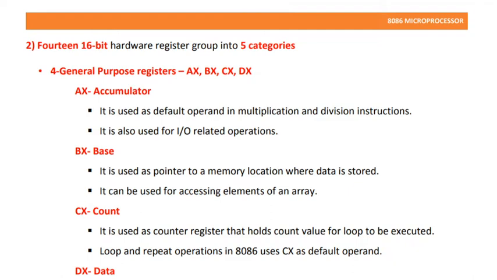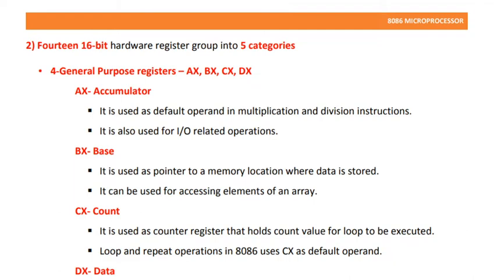The 4 general purpose registers include AX, BX, CX and DX. Here X stands for 16-bit and in case of AX, A stands for accumulator. Accumulator is used as default operand in multiplication and division instructions. It is also used for I/O related operations. BX or base register is used as a pointer to a memory location where data is stored. It can also be used for accessing elements from an array.